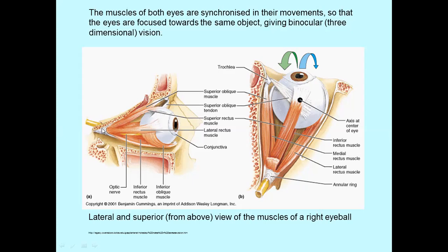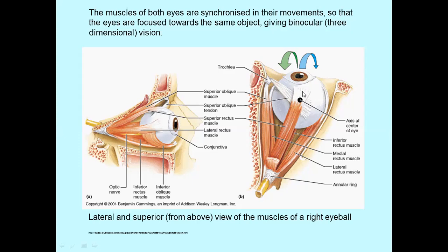That bony socket is called the orbit. So that's the superior rectus, and its antagonistic partner is the inferior rectus. Now you can't see, but it attaches underneath here, and there it goes there, inferior rectus. Okay, so if this contracts, that's relaxed, and vice versa.